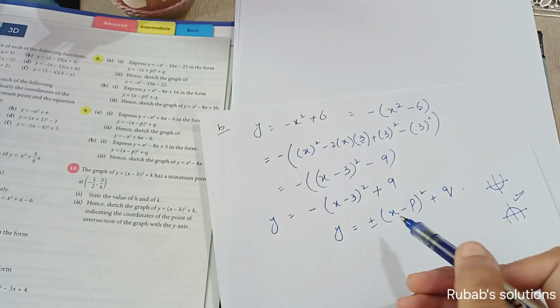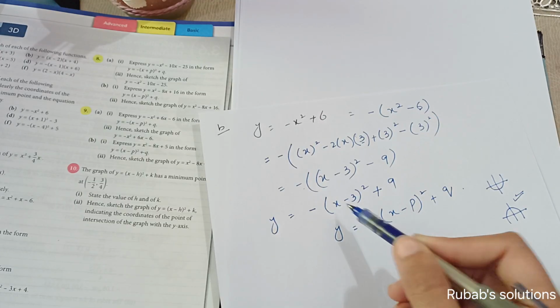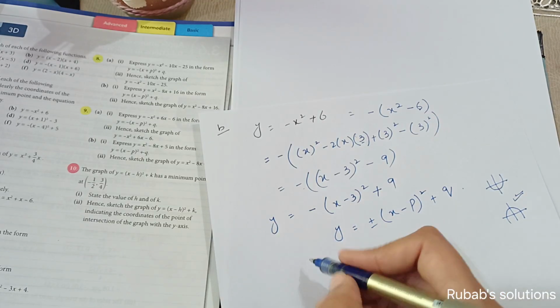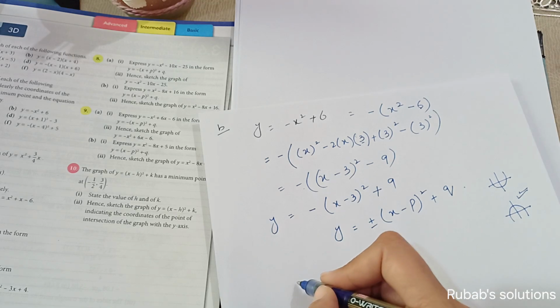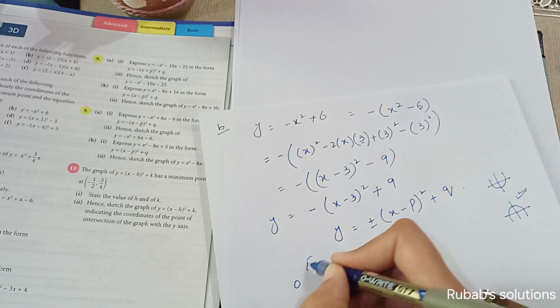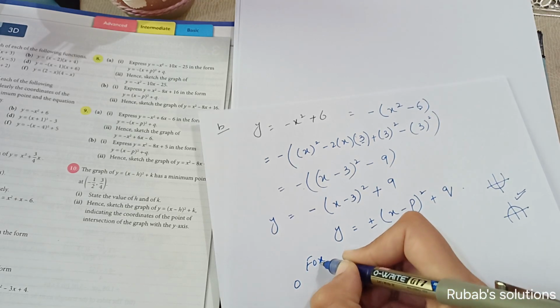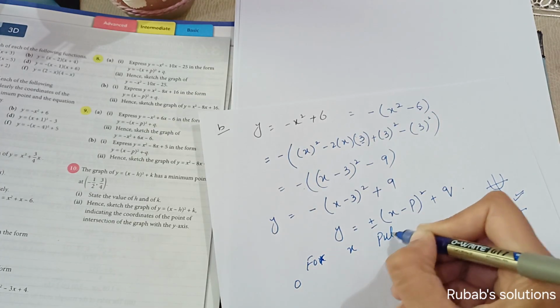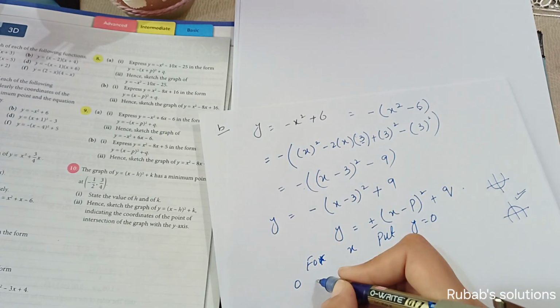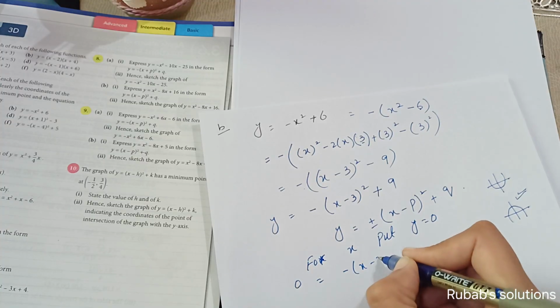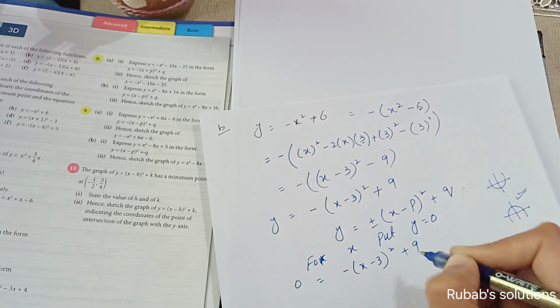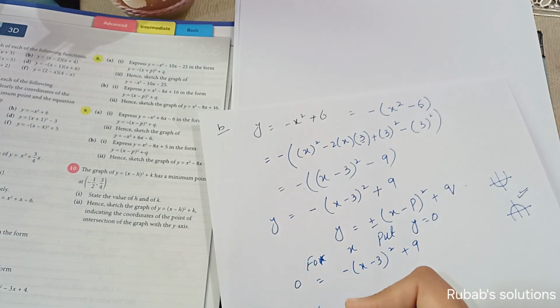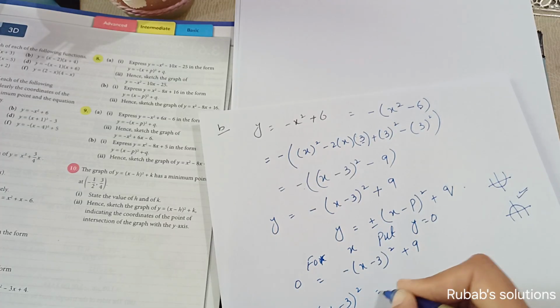Okay, now first of all find the x coordinate. For the x coordinate, again I have to put y is equal to 0. So 0 is equal to, sorry, for y is equal to 0, so 0 equals minus x minus 3 whole square plus 9. This will shift to the other side. It will become x minus 3 whole square, and this is equal to 9.